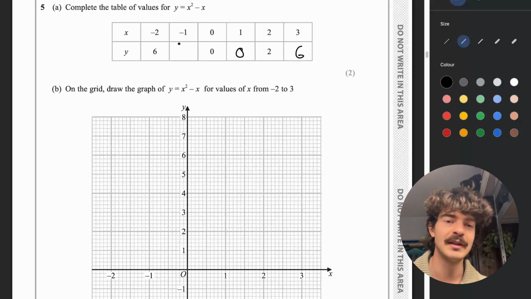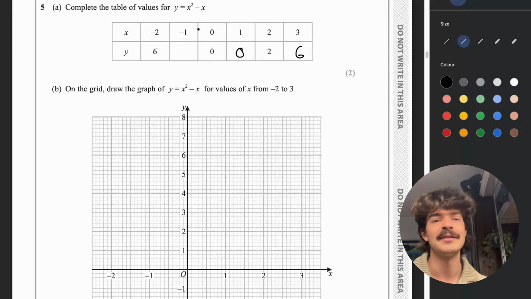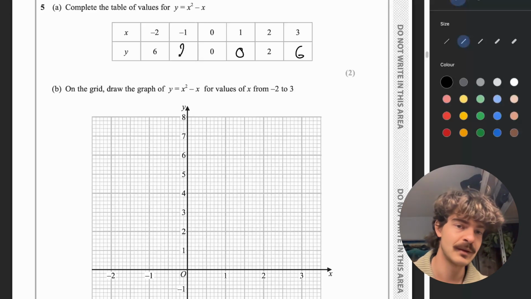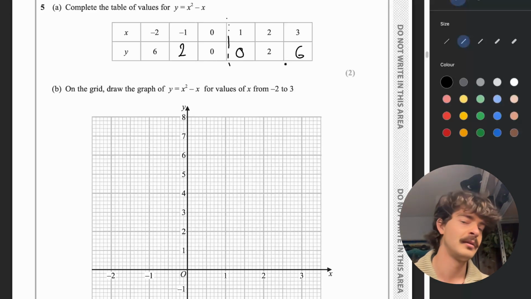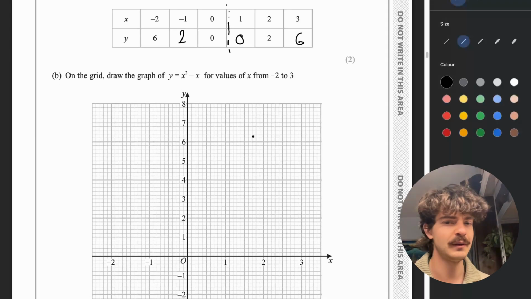And careful with this minus 1. I can see that this is going to catch a lot of people out. So minus 1 squared is going to give positive 1. And then minus x, in this case, is also going to be positive 1, those negatives becoming a positive. And hence we're going to get 2. Sweet. And you'll actually start to notice there's a little bit of symmetry between our y values. Not always true, bear in mind, but quite common.